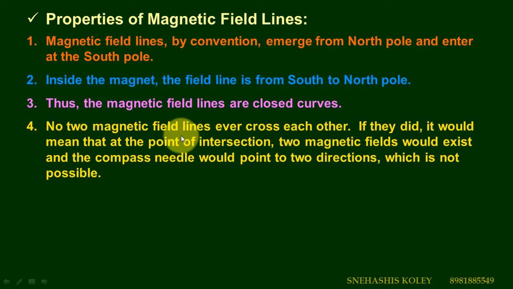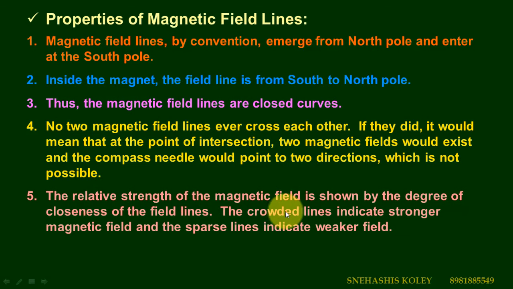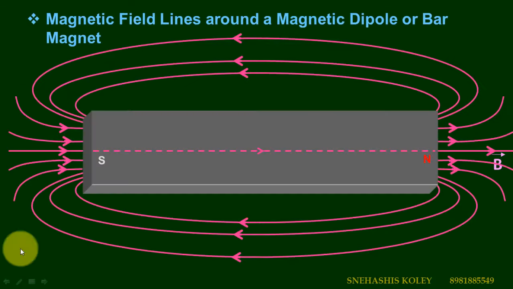If they crossed each other, then at that point there would be two directions of the magnetic compass, which is not possible. The relative strength of the magnetic field is shown by the degree of closeness of the field lines. That means if the field lines are denser at any point, the magnetic strength at that point is stronger. Here the degree of closeness is maximum, so the strength of the magnet is maximum, and here the closeness is minimum, so the strength will be minimum.